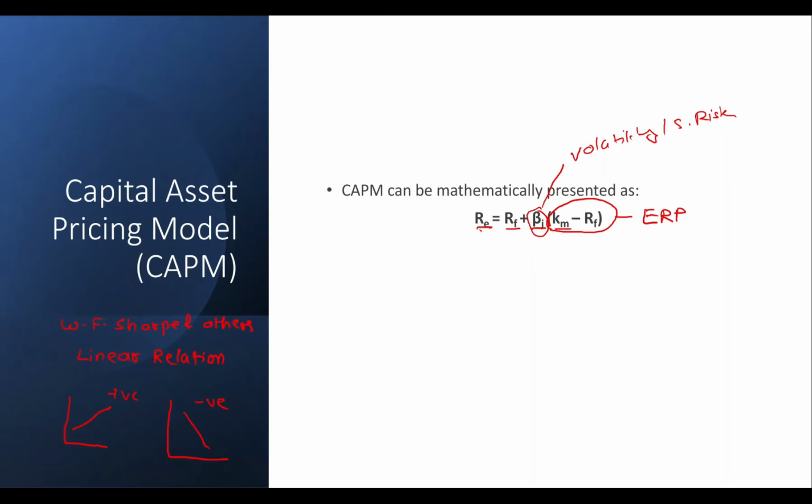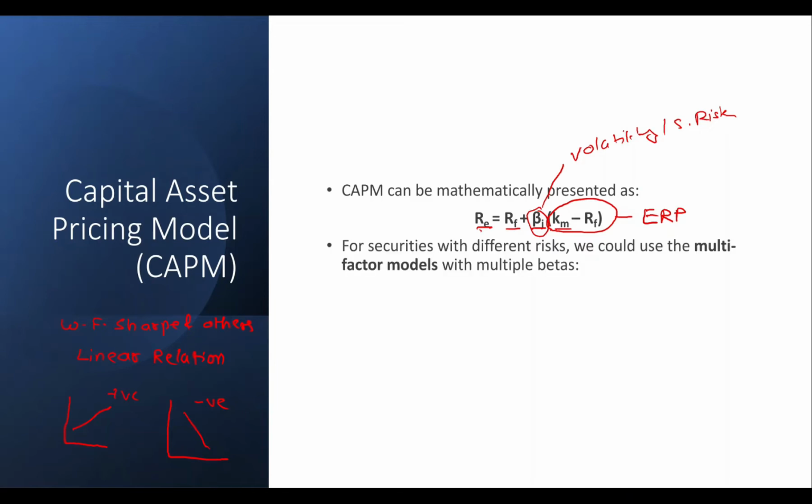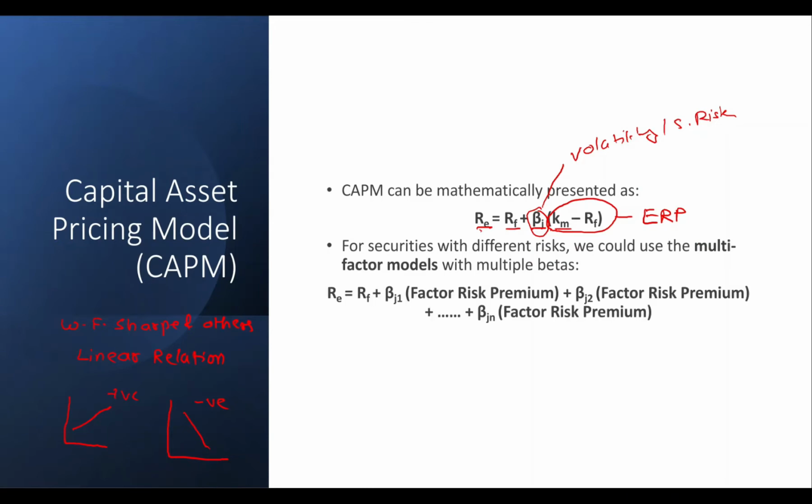Here, as per this model, we use the beta of the security to estimate the risk associated with the project. Sometimes a single beta is not enough to capture all the risks. In such cases, we use the multi-factor model with multiple betas. And this is the equation for a multi-factor model.